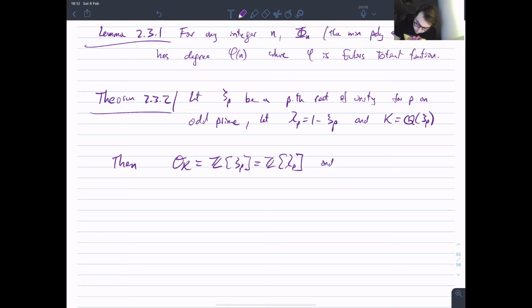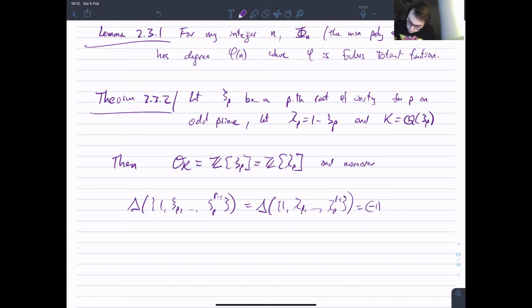And moreover, the discriminant of the power basis that you choose, so 1, zeta_p minus 1, up to zeta_p to the p minus 1, this discriminant is the same thing as the discriminant of the following basis with lambdas, 1, lambda_p, up to lambda_p to the p minus 1, and this is (minus 1) to the (p minus 1) over 2 times p to the p minus 2. Okay, great. So basically this theorem tells you a lot about what cyclotomic fields look like.